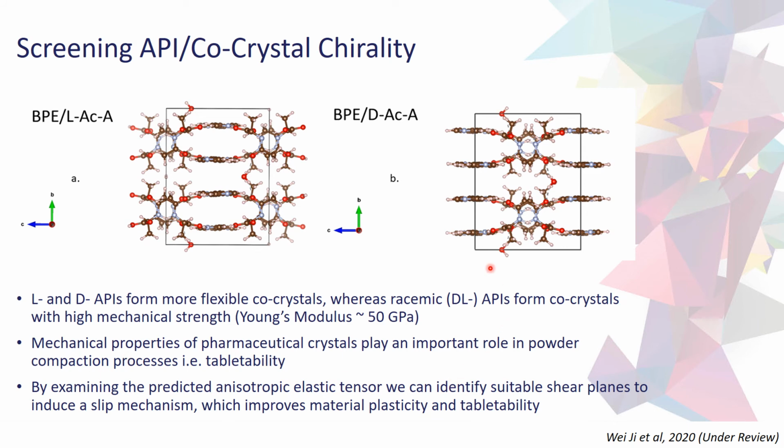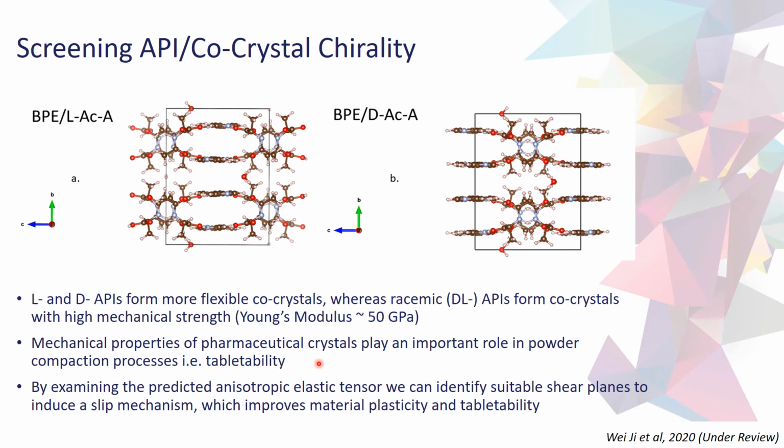But when we have a mixture of the two, when we have D-alanine and L-alanine, we get co-crystals with very high mechanical strengths, so Young's modulus of 50 gigapascals, which would be closing in on kind of metallic level of mechanical stability. So, as I said, the mechanical properties are key in processing, things like powder compaction.